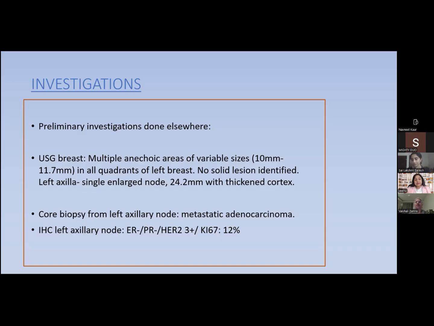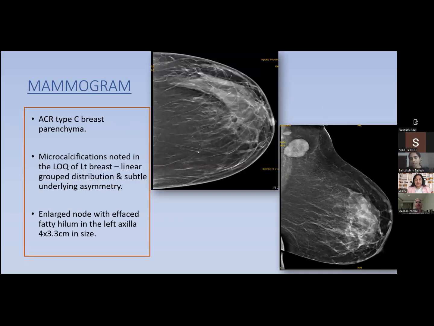So for this, was a mammogram also done following the ultrasound? Yes, ma'am. She presented to us with these reports, and at our center, we got a mammogram done. So this was a mammogram which showed an ACR type C parenchyma, heterogeneously dense breast. And there were microcalcifications noted in the lower outer quadrant of the left breast, which showed a linear group distribution with subtle underlying asymmetry. And in the axilla, there was an enlarged node with fatty hilum, which measured 4 into 3.3 centimeters in size.